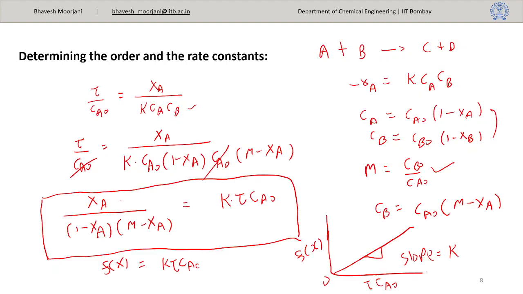In this experiment we will start by adding ethyl acetate, and we will add NaOH. Once the steady state is achieved, we will measure the concentration, find the conversion, and based on that conversion calculate f of x versus tau Ca0 and plot it.